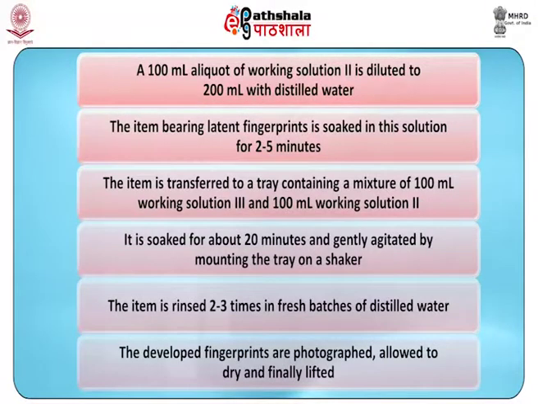A 100 ml aliquot of working solution 2 is diluted to 200 ml with distilled water, and the item bearing latent fingerprints is soaked in this solution for 2 to 5 minutes. Then the item is transferred to a tray containing a mixture of 100 ml working solution 3 and 100 ml working solution 2. It is soaked for about 20 minutes and gently agitated by mounting the tray on a shaker. Finally, the item is rinsed 2 to 3 times in fresh batches of distilled water. The developed fingerprints are photographed, allowed to dry, and finally lifted.